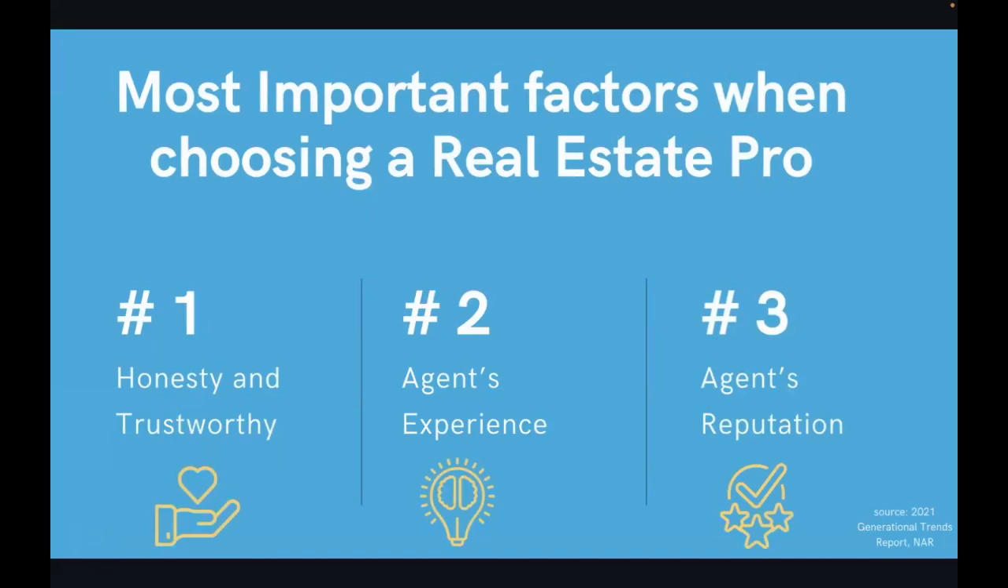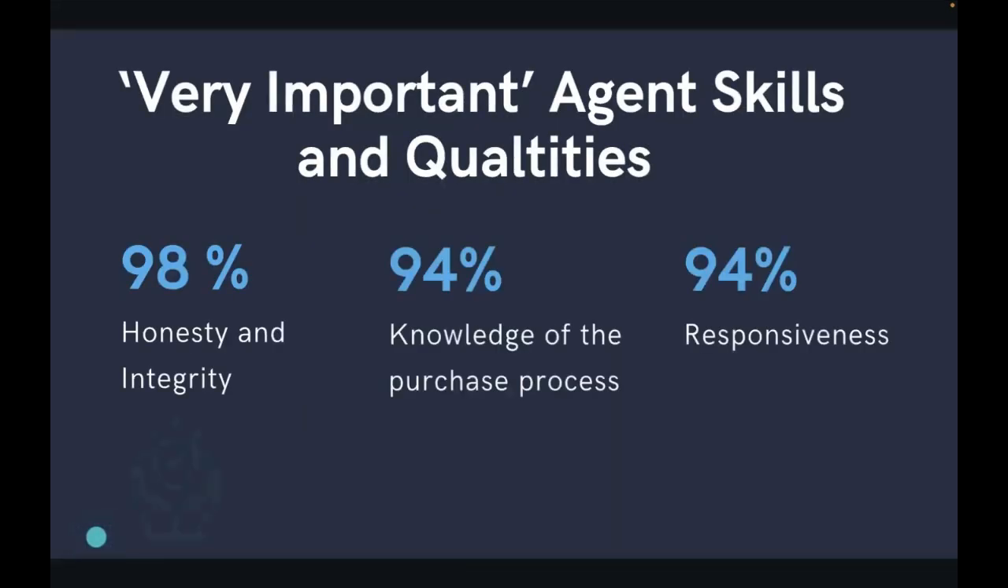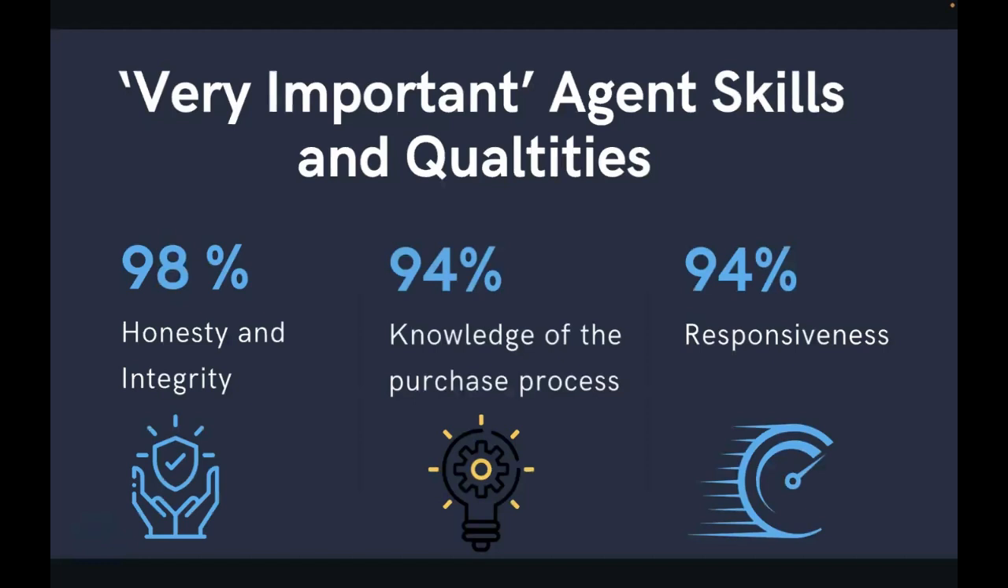When we look at the most important factors when choosing a real estate advisor, people look at: is the professional honest and trustworthy? What is that agent's experience and what is that agent's reputation? And all these factors are found through verified reviews. In fact, when we built RankMyAgent, we looked at these data points and then engineered the survey to make sure that it considers all these factors that the public actually desires to know. Looking at agent quality skills, again, not surprising: honesty, integrity, knowledge of the purchase process, and how responsive you are.